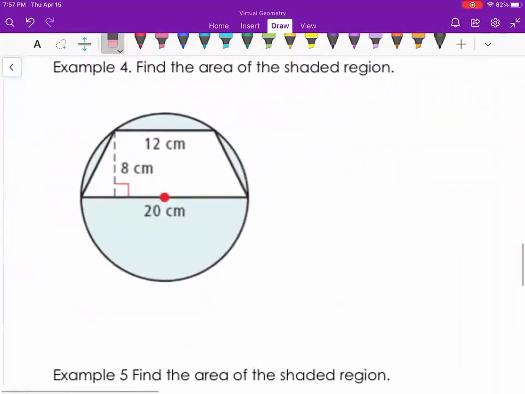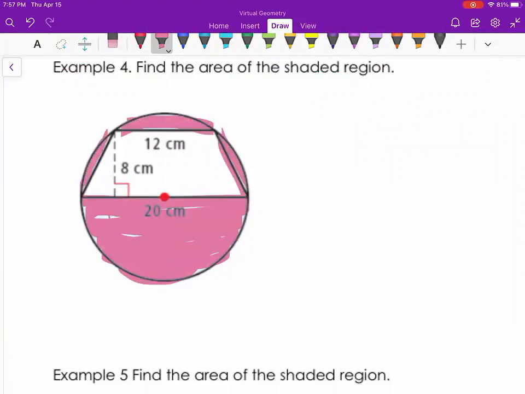Example 4. Again, find the area of the shaded region. So now all of the bottom part of our circle is in that shaded. And we've got all of these little slices going on that we're going to need to find the area of. So again, the trapezoid is on top. So we're going to subtract the trapezoid from the circle.